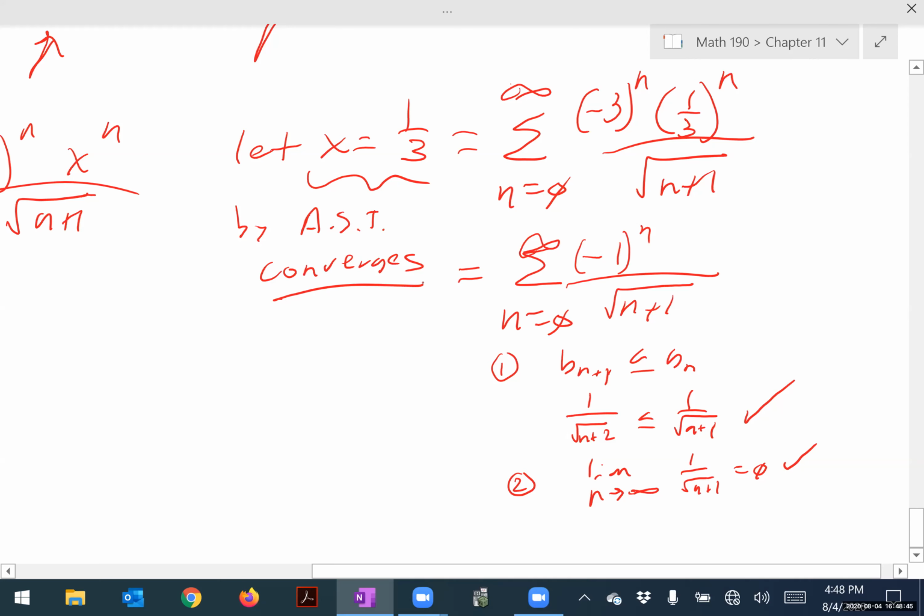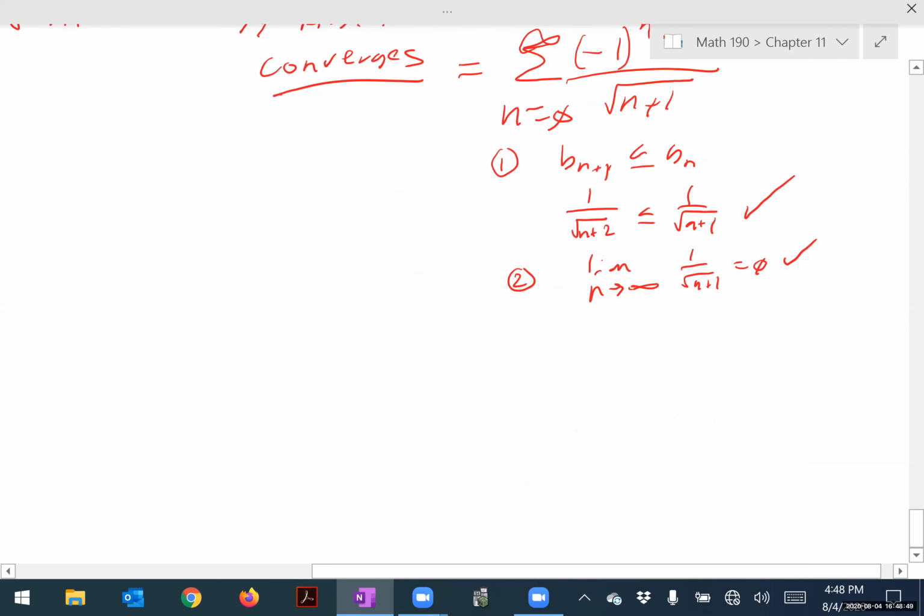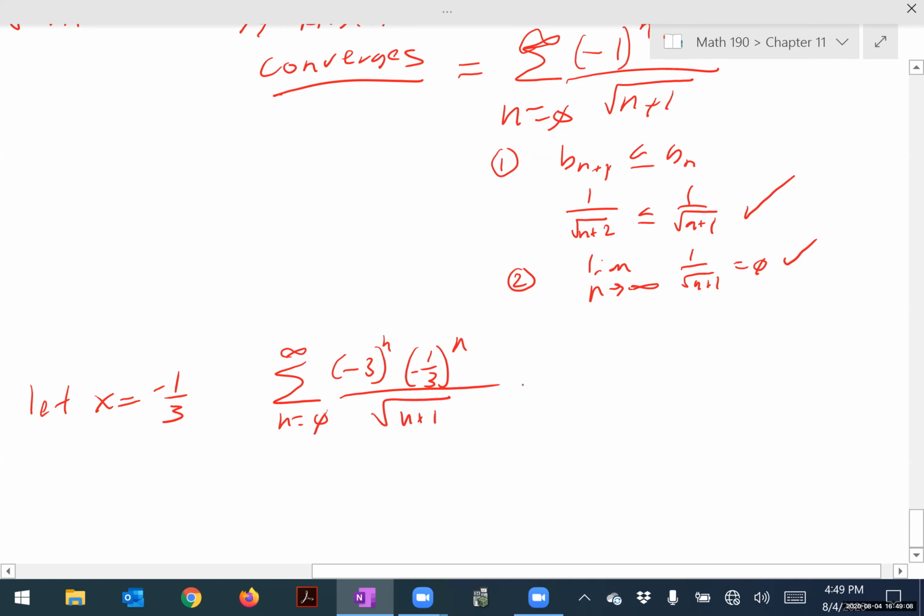So we know that 1/3 works. What about the other one here? What about the summation? Okay, let x equal -1/3. Summation of n equals 0 to infinity of (-3)^n times (-1/3)^n all over the square root of n plus 1. What happens to this thing?